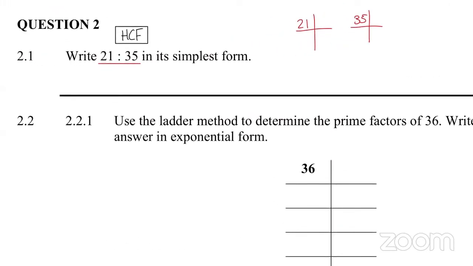But ideally, you want to be good with your multiplications and be able to easily identify that 7 can go into 21 and 35, right? In that case, we're going to divide both by 7.